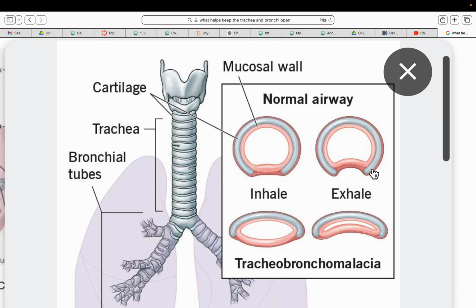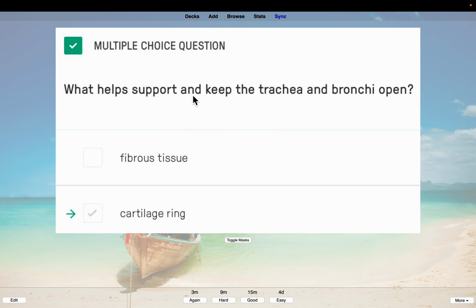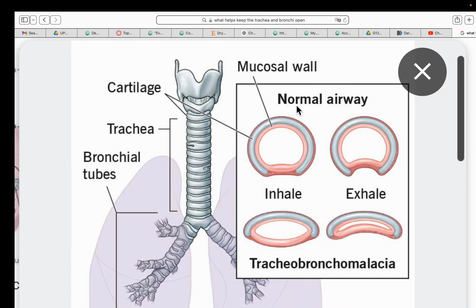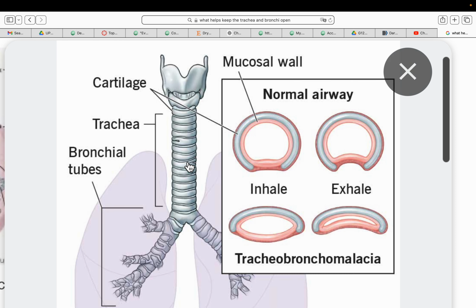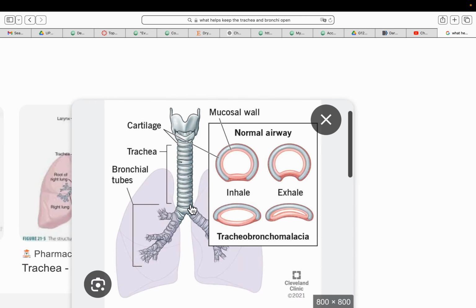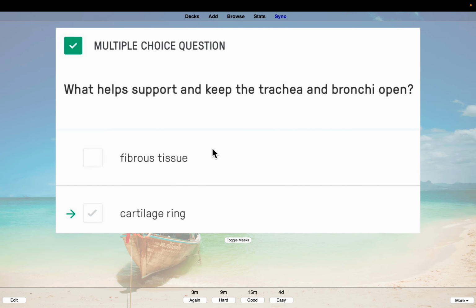Okay, so as you can see here, it should keep the trachea and bronchi open. These are the bronchial tubes. This is the trachea. So there's a ring somewhere here, so it keeps it open. Fibrous tissue wouldn't make sense if that were the answer.